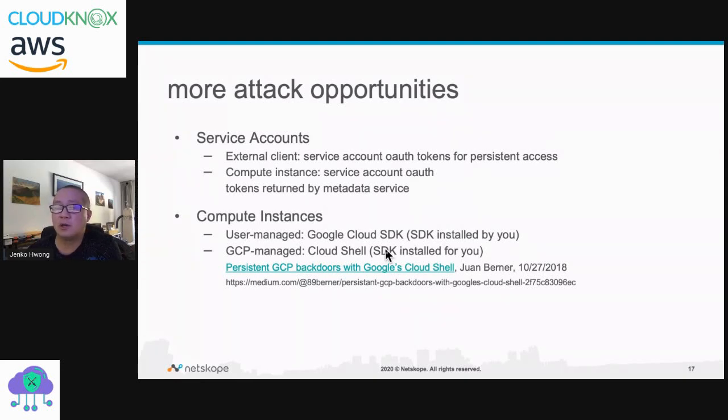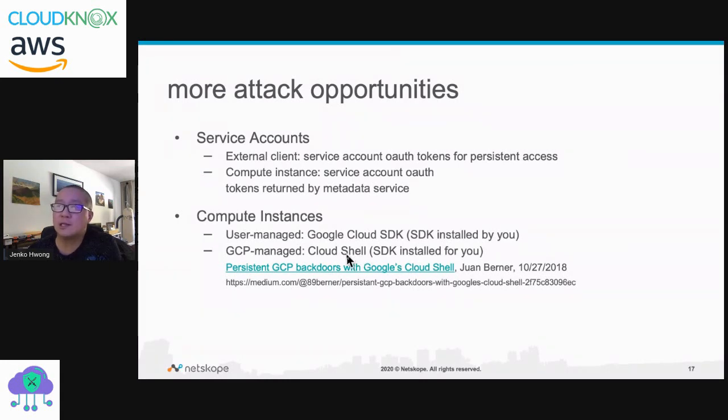There's been some good work, and I recommend, if you're interested in this particular area, read Juan Berner's post a year and some ago on backdoors with Google Cloud Shell. Basically, you can install a backdoor shell, one-liner. You can exfiltrate the token cache automatically. So every time someone starts up a Cloud Shell, you get the fresh token dump. And you can move on your merry way.